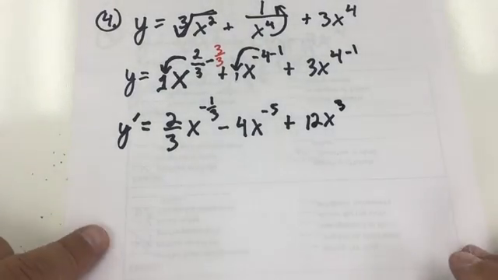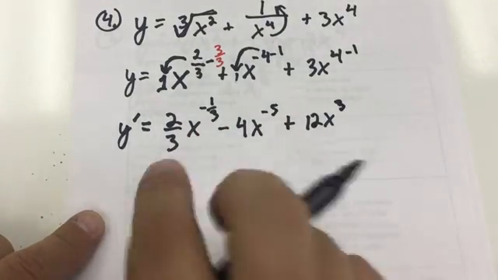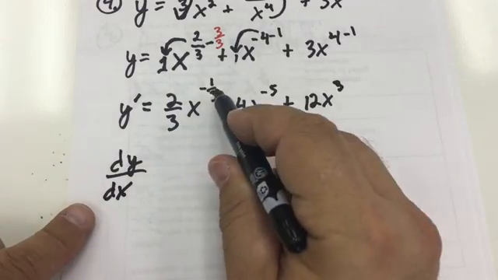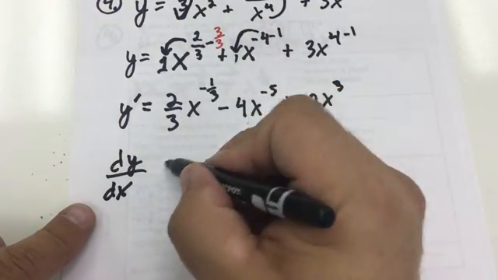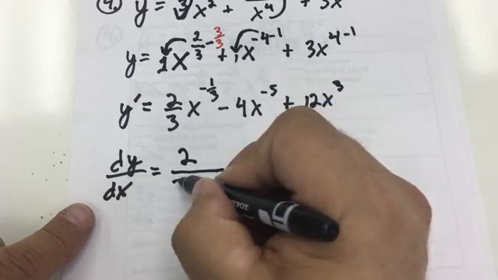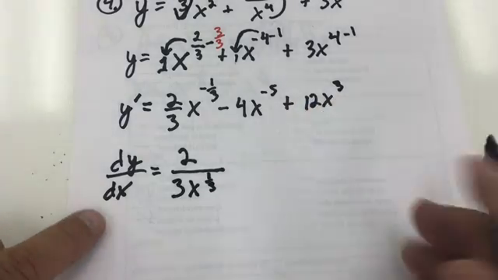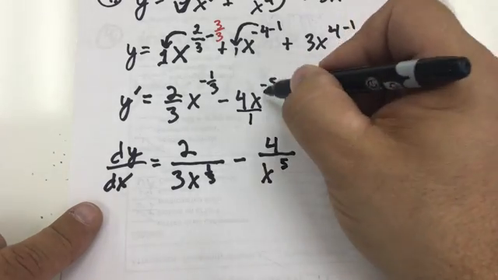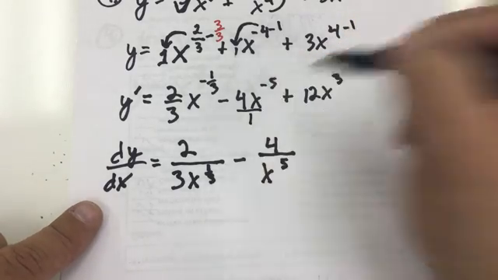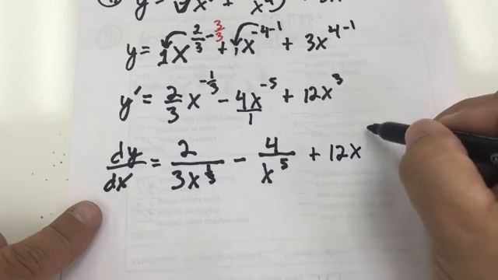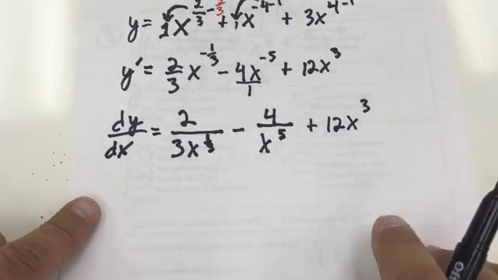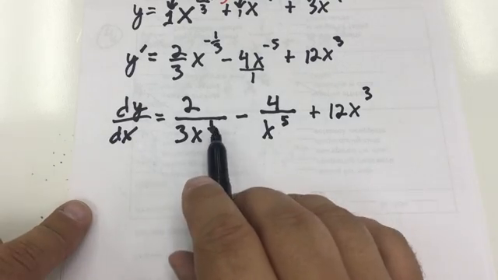Now, in some schools of thought, they don't like negative exponents. So what we're going to do, just in case you're required to, is change these negative exponents to positive exponents. So the 2 is on top, so it can stay there. 2 over 3, x to the 1/3, minus 4 over x to the 5th. If you write this as a fraction, the x to the negative 5th goes to the bottom, plus 12x cubed. Now, a lot of times you'll be done with the 2 over 3 x to the 1/3, 4 over x to the 5th, but some schools of thought don't like you having a rational exponent.